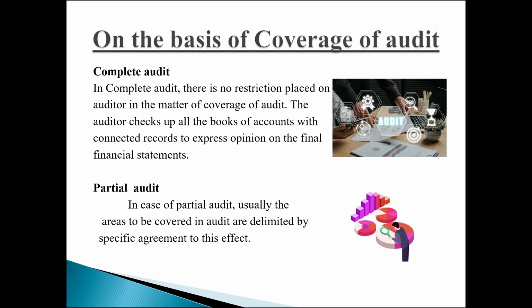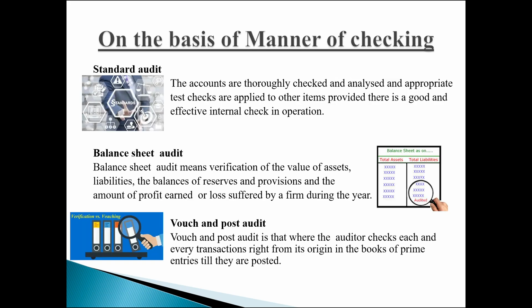In case of partial audit, usually the areas to be covered in audit are delimited by specific agreement to this effect. For example, the auditor may be asked to carry out the cash audit alone to ensure that there is no falsification of cash accounts, or the auditor may be asked to check only the purchases effected during a particular month when the proprietor suspects certain irregularities during the period in respect thereof. The next classification is on the basis of manner of checking.